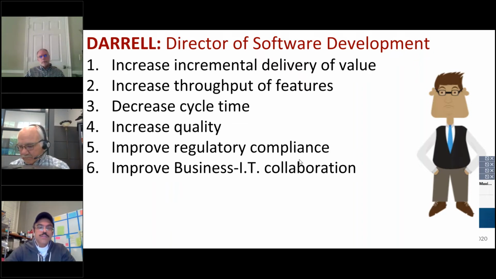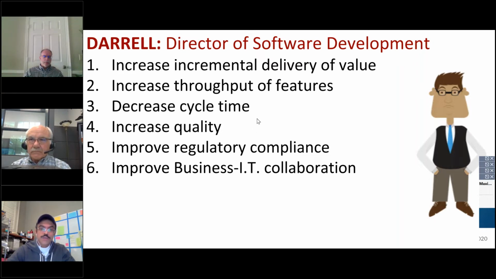So when I was engaged, these are the 6 outcomes that they wanted. They wanted incremental delivery of value. They had big bang releases, maybe 12 months, maybe 2 years. They wanted more features to be delivered. They wanted to decrease the cycle time. Instead of a big bang release every 1 or 2 years, they wanted to go to production every sprint, every 2 weeks. They wanted improved quality.